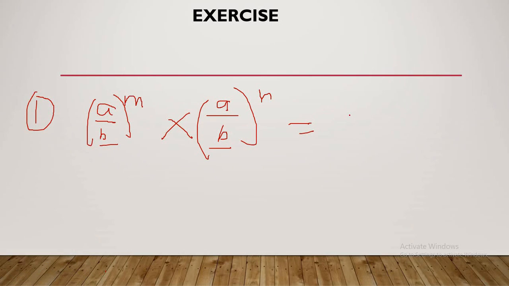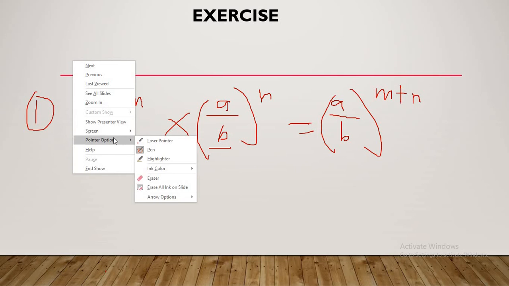So in this case, the right procedure or the solution is a to the power m divided by b raised to the power m plus n. The bases are equal, and then we add the powers. Okay. Now let's look at question 2.